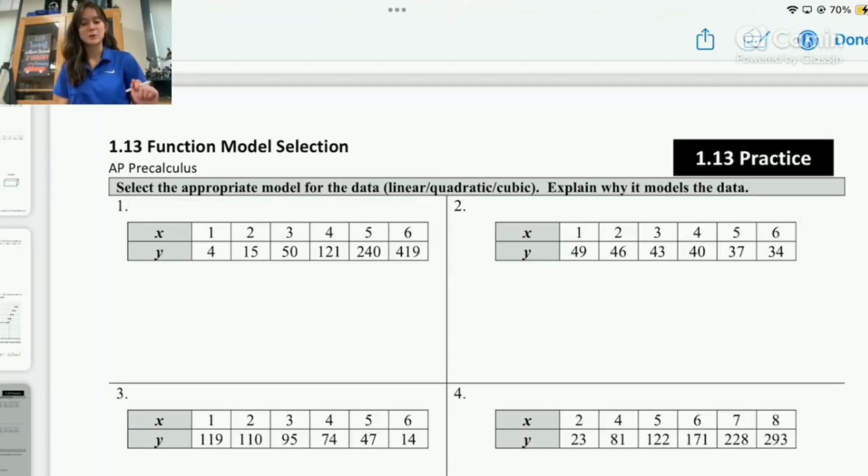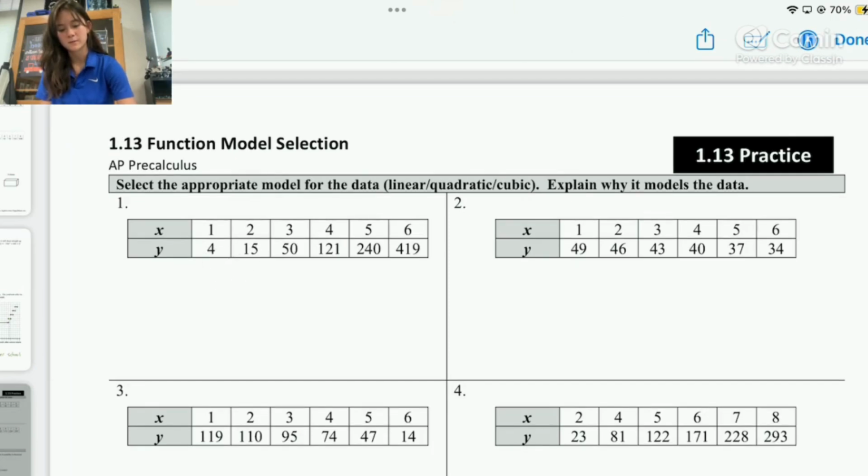Okay, now we're going to do the function model selection. We're going to start with number 1, where it's 1, 2, 3, 4, 5, 6, and then 4, 15, 50, 121, 240, and 419. So, we're going to start with the difference between the y's. So, this one is 11. And then the difference between 15 and 50 is 35.